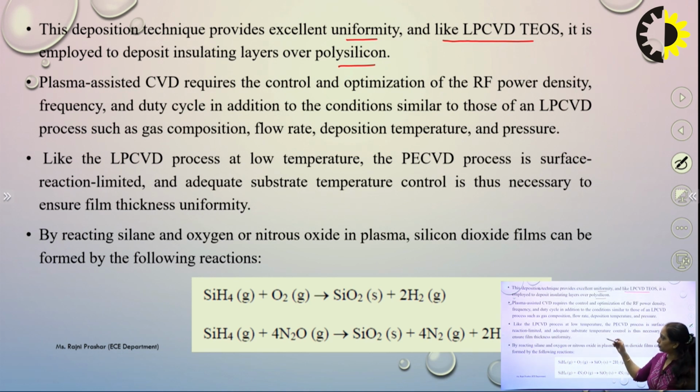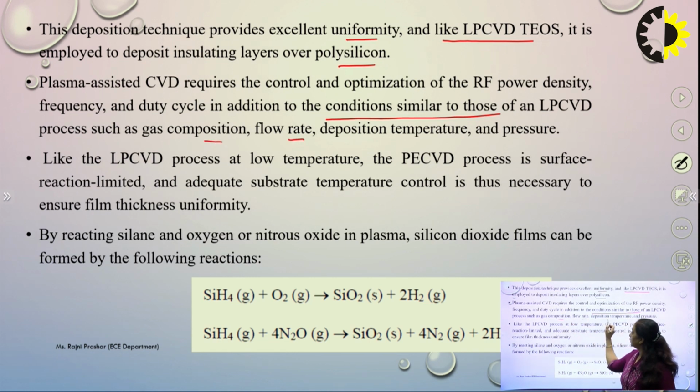This plasma assisted CVD requires the control and optimization of the RF power density, frequency, and the duty cycle. In addition, the conditions are similar to those we use in LPCVD, such as gas composition, flow rate, deposition temperature, and pressure. So in this also, the deposition process is affected by the gas composition, flow rate, deposition temperature, and the pressure.